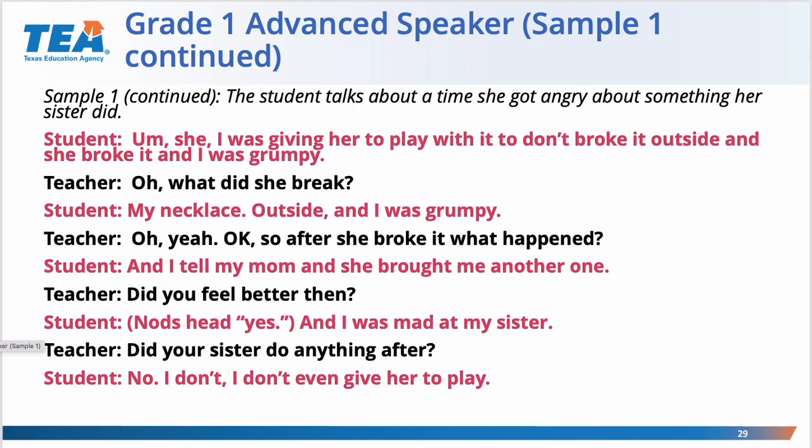"She brought me another one. I was mad at my sister." So "was," again, that's past tense correctly used. "She brought me another one," that's past tense correctly used. So they are attempting the past tense in most of their responses when being solicited for a narrative, a story that happened already. Oh, this is a good example. I'm glad we stopped and looked at that.